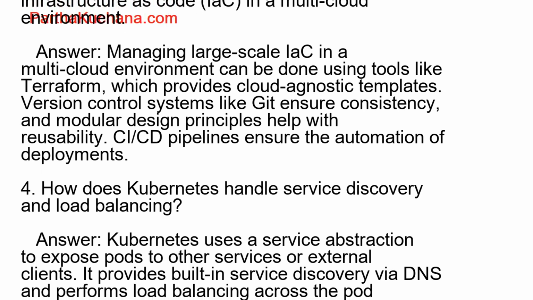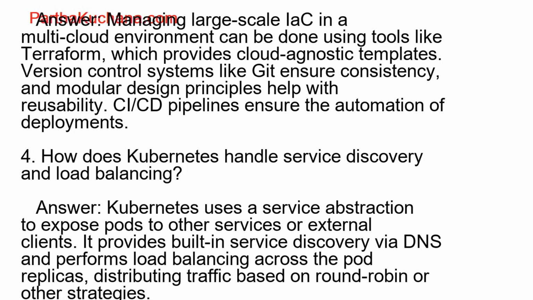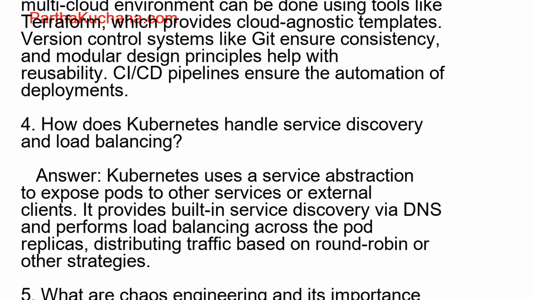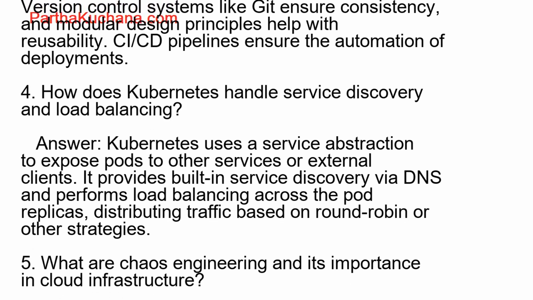5. What are chaos engineering and its importance in cloud infrastructure? Answer. Chaos engineering involves intentionally injecting failures into a system to test its resilience. It helps ensure that cloud systems can withstand unexpected outages, network failures, and resource exhaustion while maintaining performance.